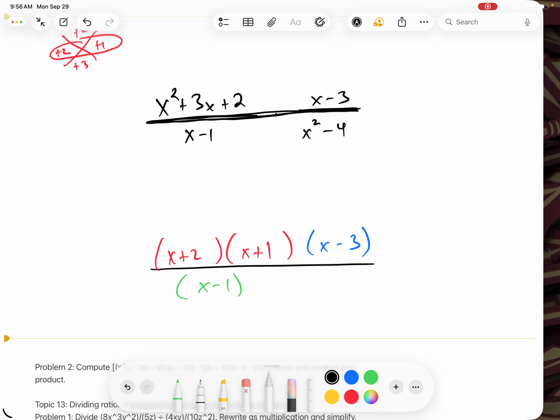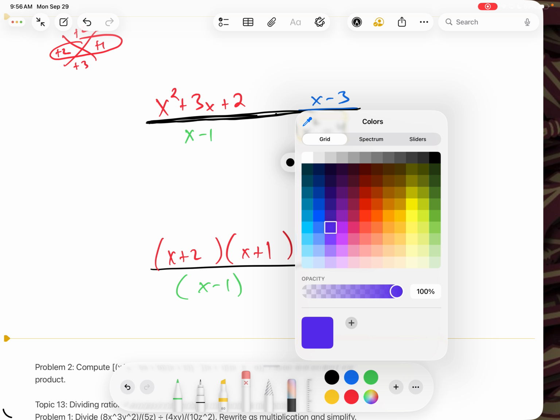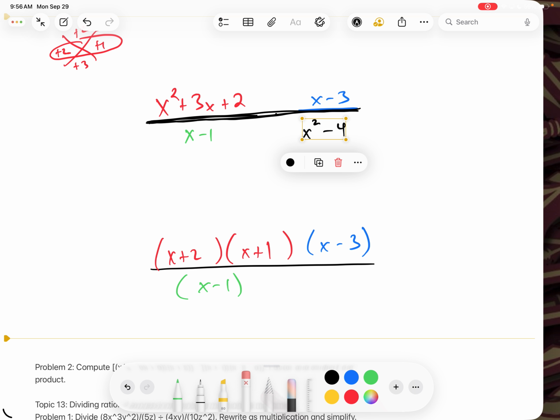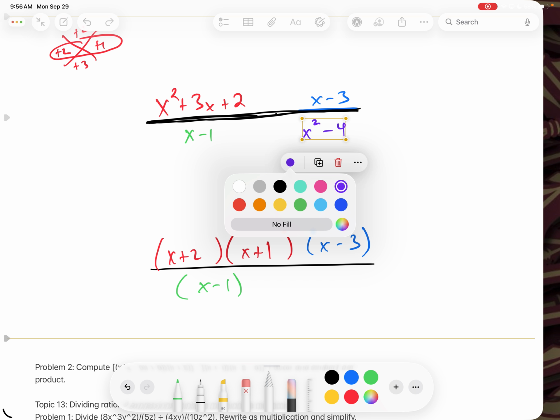Change my colors here so you know which one goes with which. That one's red, that one's blue, that one's green. This one will make purple. Seriously.